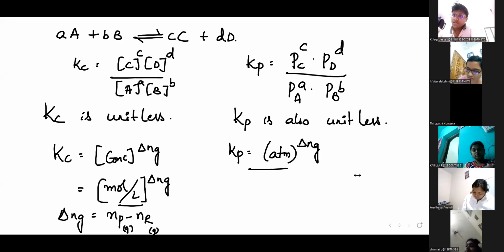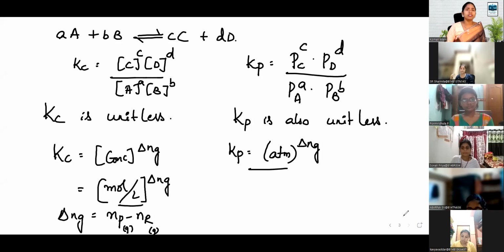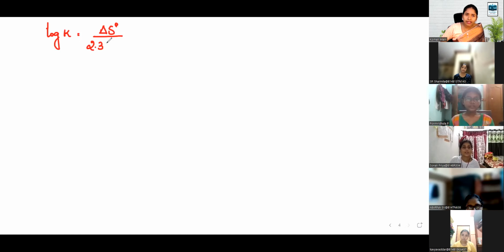Done. Now, leave this one. Before that, tell me the main formula which we are discussing. Which formula are we discussing? Log K, or Kc usually, or simply I can write K, is equal to delta S naught by 2.303 R minus delta H naught by 2.303 RT. Am I right?